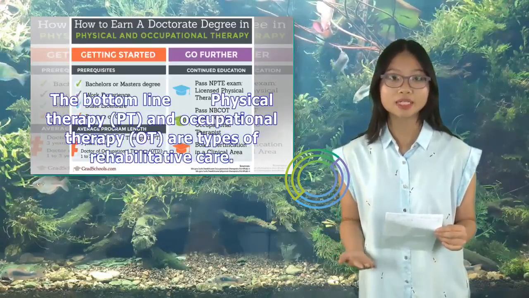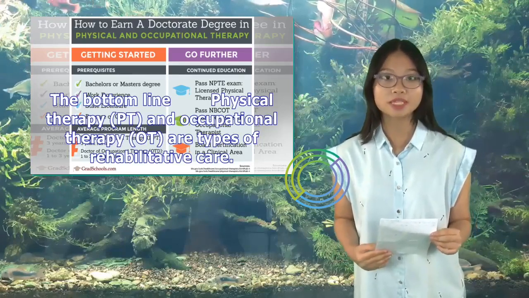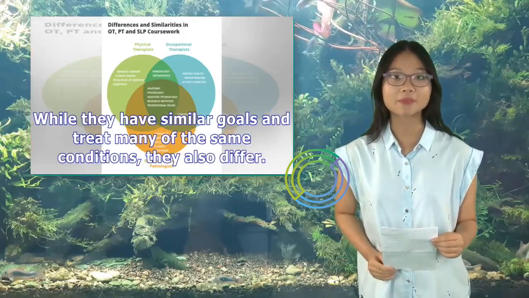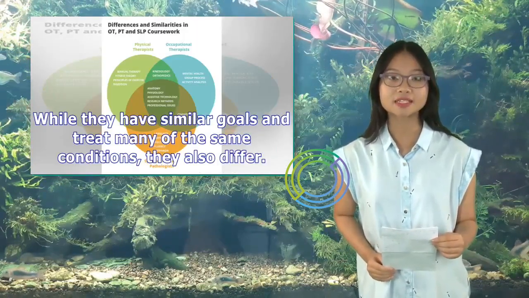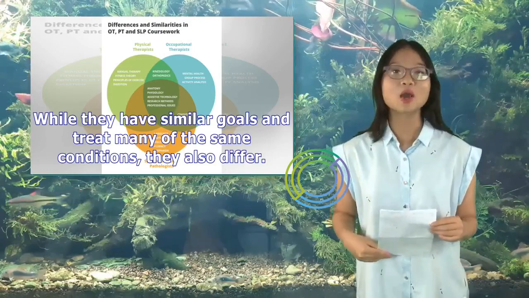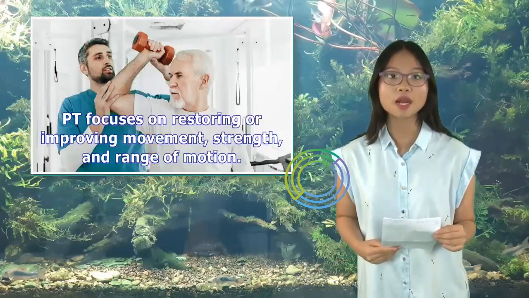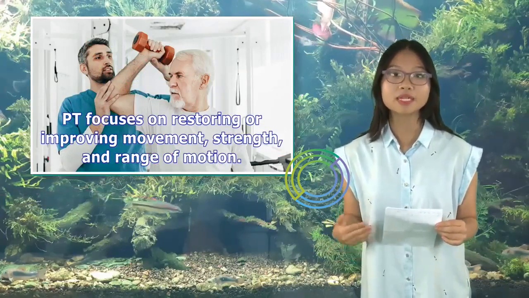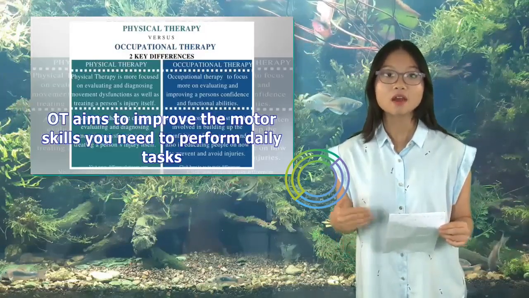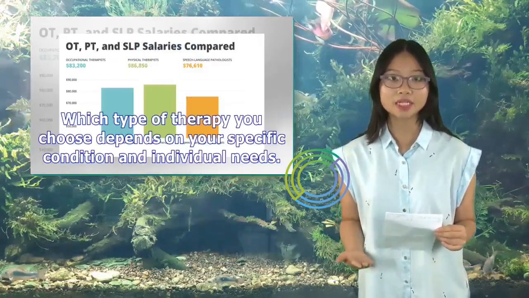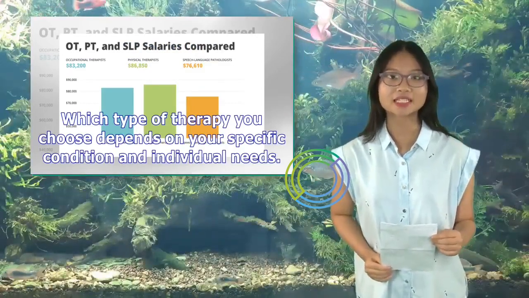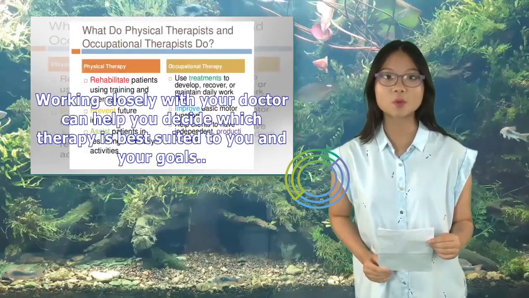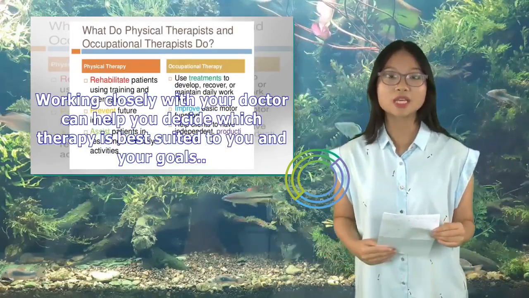The bottom line: physical therapy, PT, and occupational therapy, OT, are types of rehabilitative care. While they have similar goals and treat many of the same conditions, they also differ. PT focuses on restoring or improving movement, strength, and range of motion. OT aims to improve the motor skills you need to perform daily tasks. Which type of therapy you choose depends on your specific condition and individual needs. Working closely with your doctor can help you decide which therapy is best suited to you and your goals.